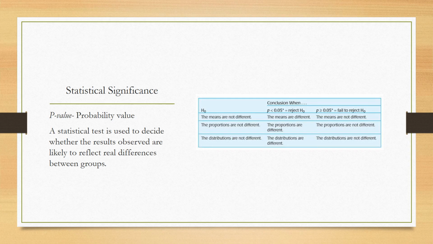So if p is less than 0.05, it is statistically significant. So just keep that in mind.